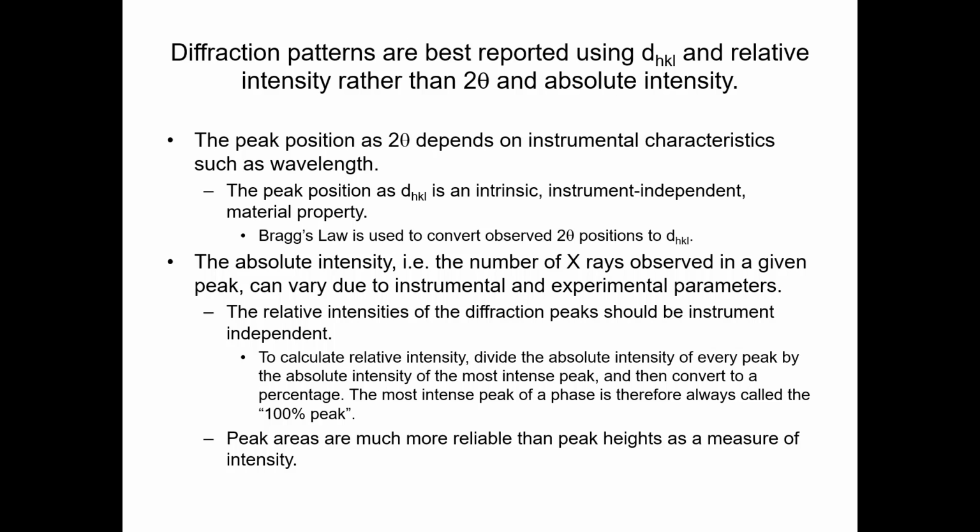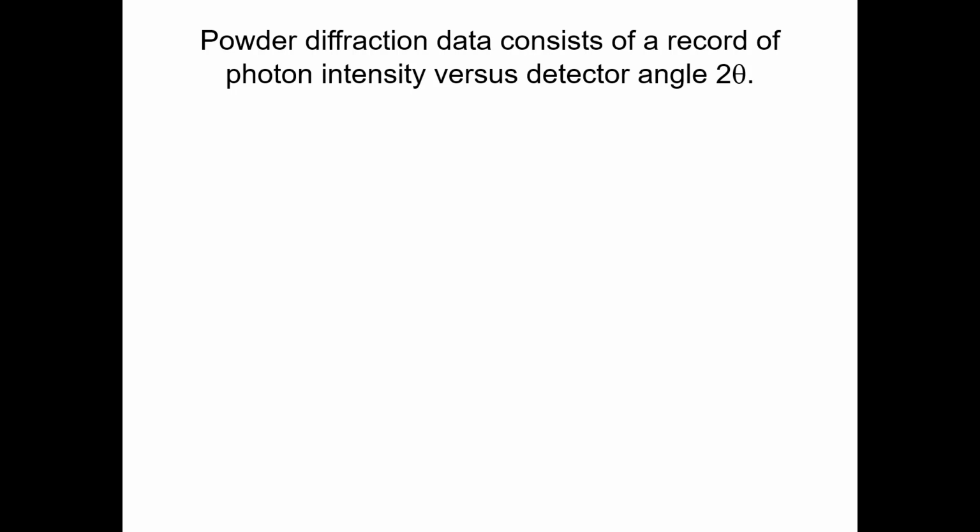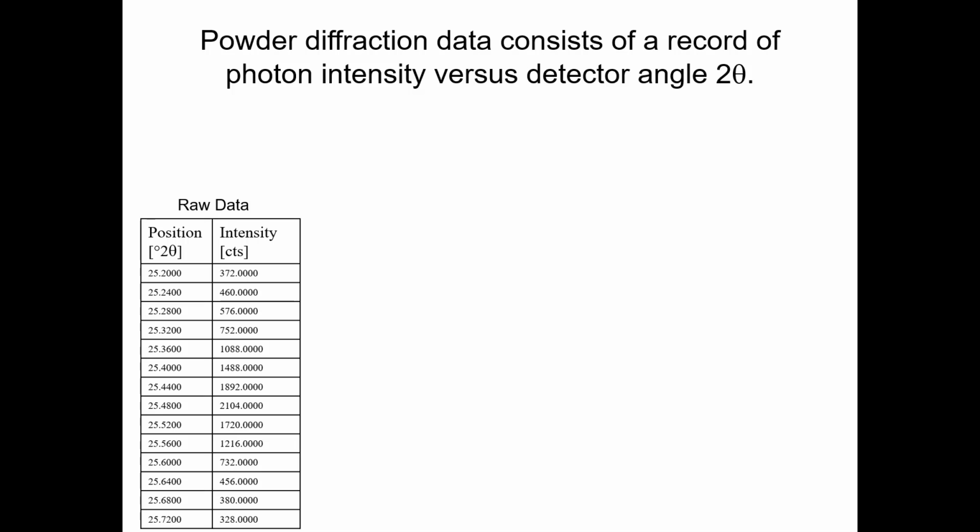Peak areas are much more reliable than peak height as a measure of intensity. This is also an important point researchers should focus on. Powder diffraction data consists of a record of photon intensity versus detector angle, that is 2 theta.